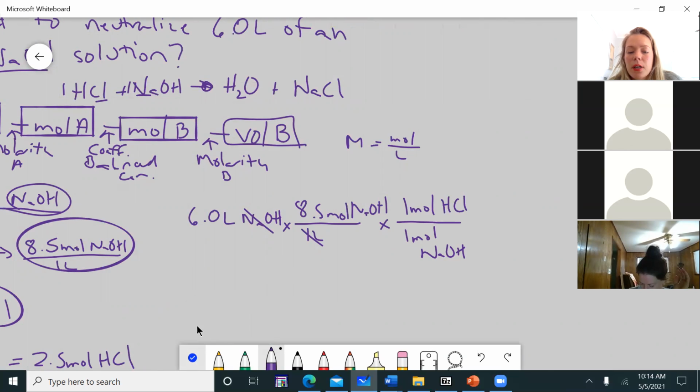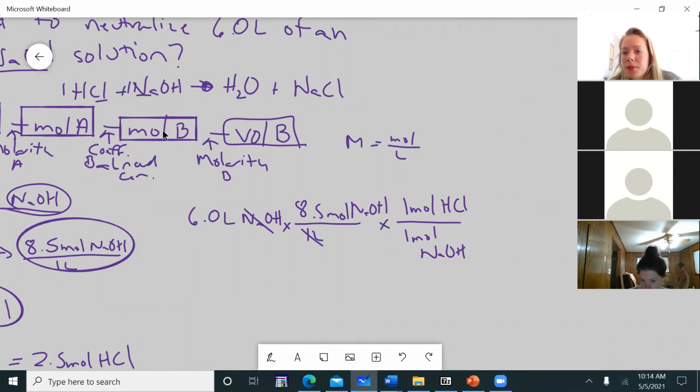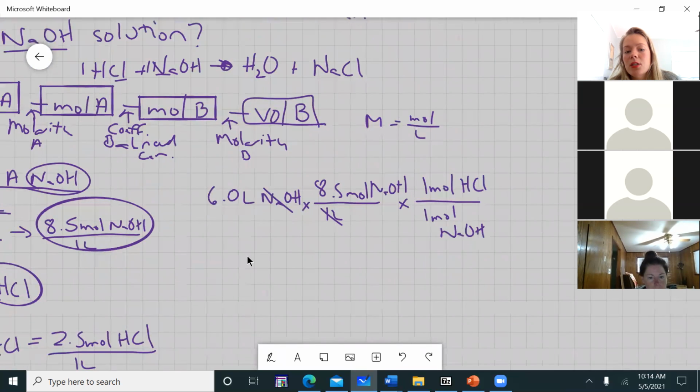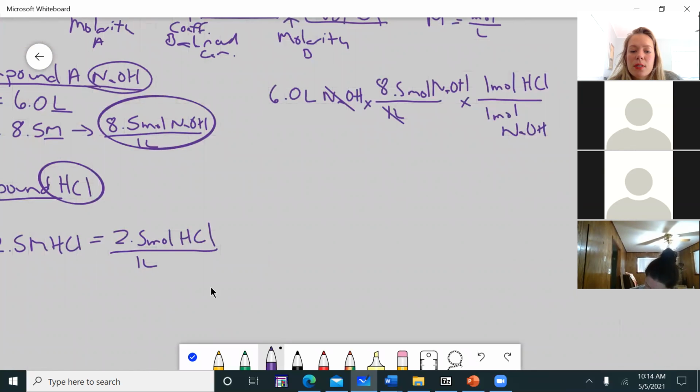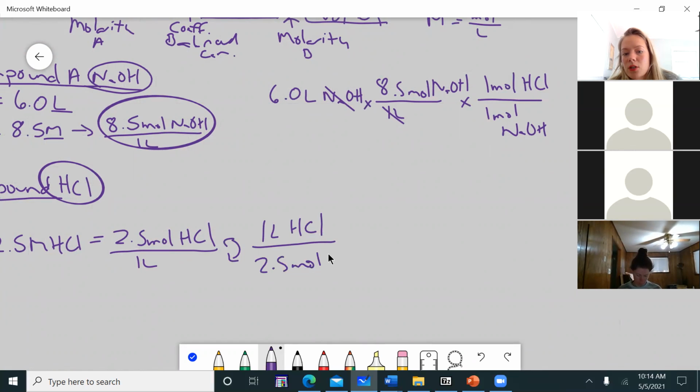From here, I want to go from moles of compound B, which is HCl for this problem, into volume of B, and I need to use the molarity. So here's my molarity. Do I want to use it this way? No, because I want to keep the unit of liter. That's where I'm headed. I want to get rid of the unit of mole, right? Here's mole of HCl. So I need this to flip-flop, or I need to use 1 liter of HCl over 2.5 moles of HCl.